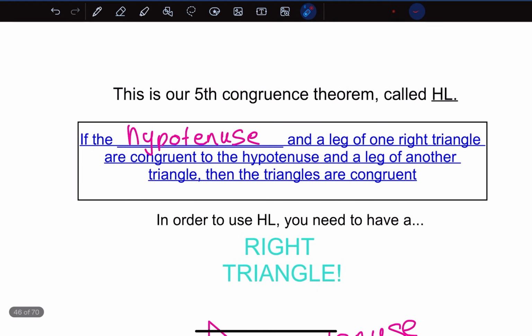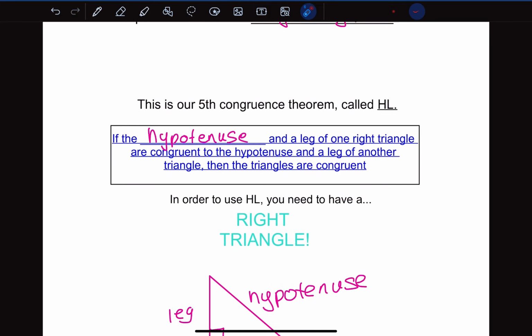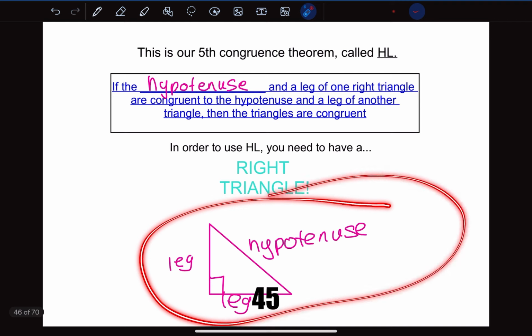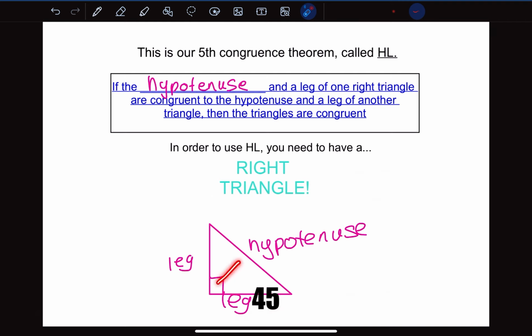So in order to use hypotenuse leg, you need to have a right triangle. So you need to have a right angle in your triangle, right? So this is a breakdown of what a right triangle will look like. The hypotenuse is always across from that right angle, and there are two legs. So again, to use this theorem, you must know that there is a right angle, therefore it is a right triangle. If it is not a right triangle, you should not be using HL. This is why it's introduced last, because this is a very specific theorem that cannot be used for any types of triangles.